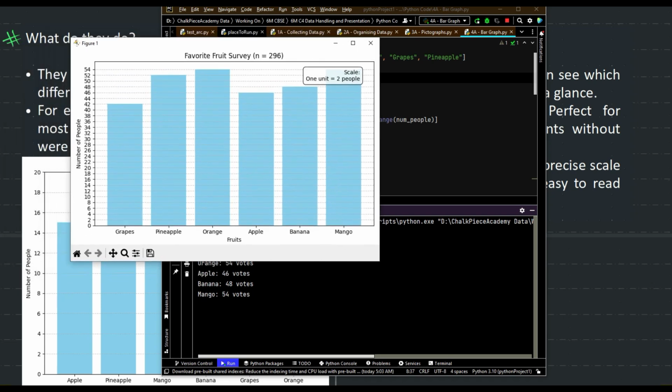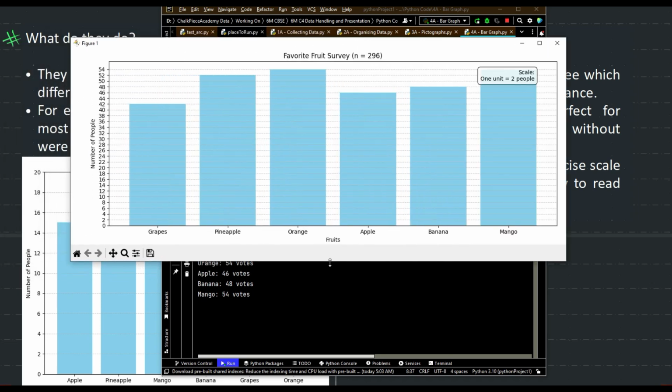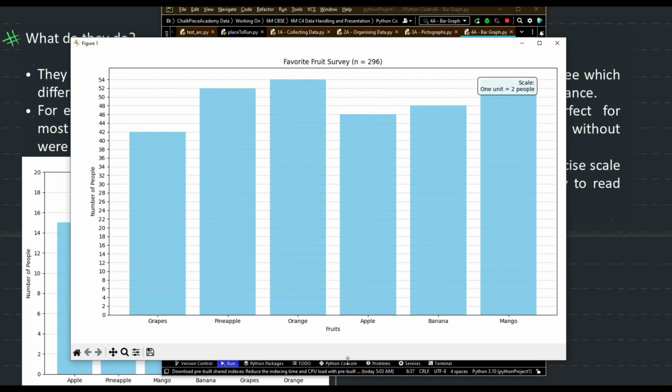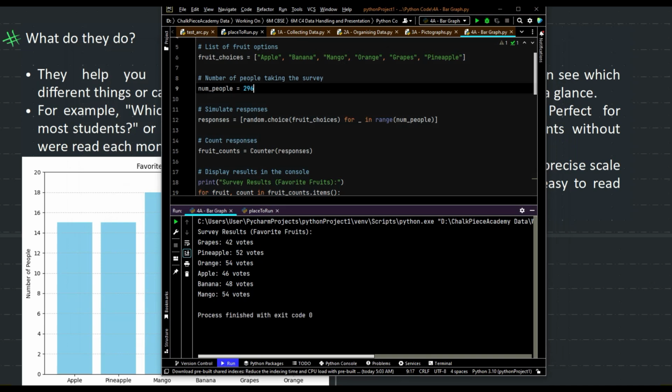Of course, we can represent it a lot better by changing the scale. But anyways, see, as simple as that. Still, it's easy to look at and decide. So we can see the highest being our orange and mango. They're pretty high demanding, and grapes is the least over here. So it can be that simple.